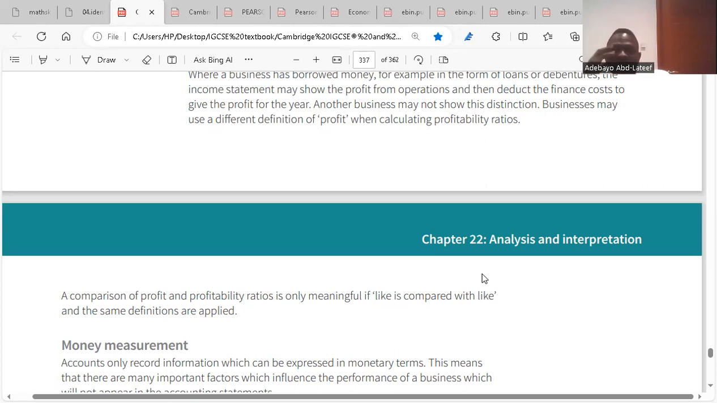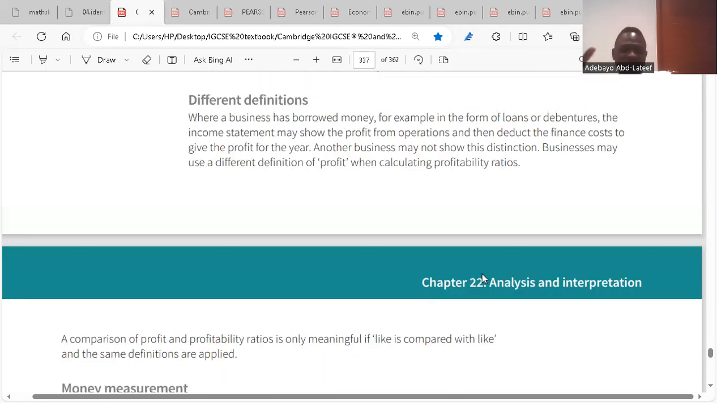We are talking about problems about different limitations of financial statements. So we've talked about the time factor, historic cost, and accounting policies. Now we're talking about different definitions, the meaning of the definition we give to our accounting terms, like profit.